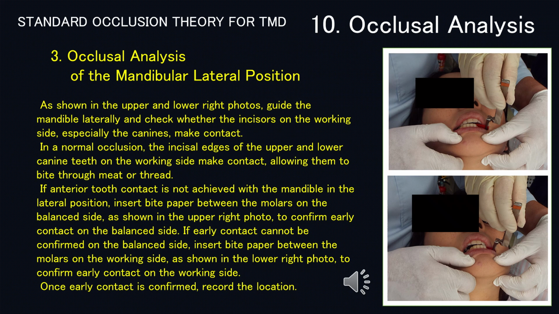If anterior tooth contact is not achieved with the mandible in the lateral position, insert bite paper between the molars on the balanced side, as shown in the upper right photo, to confirm early contact on the balanced side. If early contact cannot be confirmed on the balanced side, insert bite paper between the molars on the working side, as shown in the lower right photo, to confirm early contact on the working side. Once early contact is confirmed, record the location.